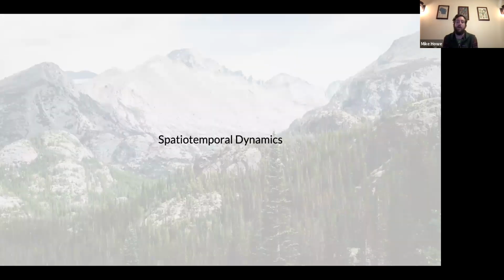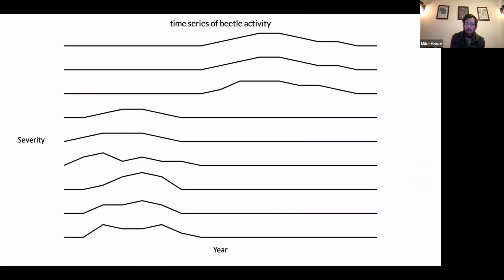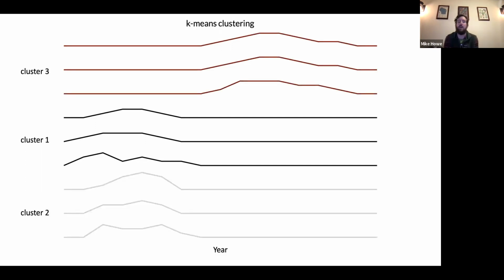Okay, and then finally, we wanted to look at the spatiotemporal dynamics of the system. So if we think about a hypothetical collection of time series where on the x-axis we have year, and on the y-axis we have severity. So this is just when and where activity occurred. We can use a couple different tools to describe these dynamics. The first is that we can cluster these time series based on k-means clustering.